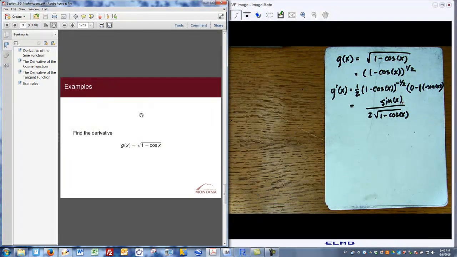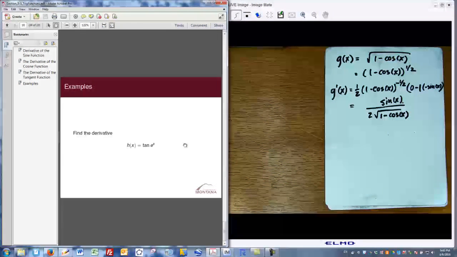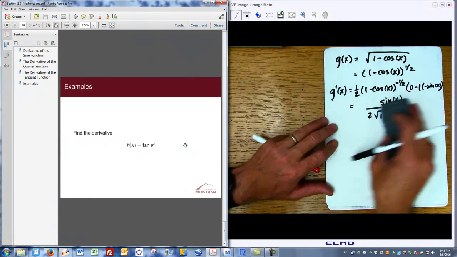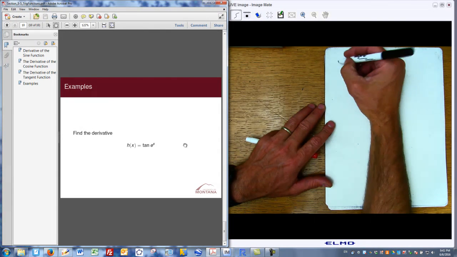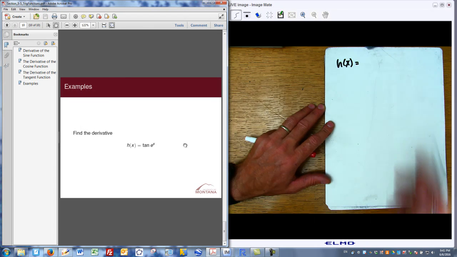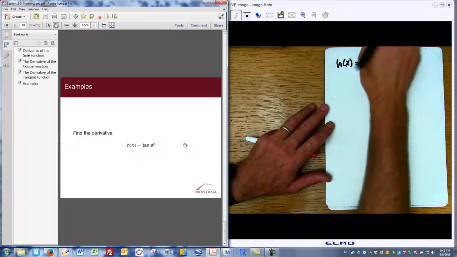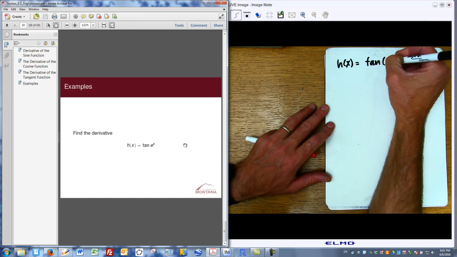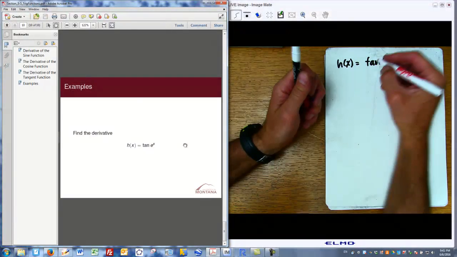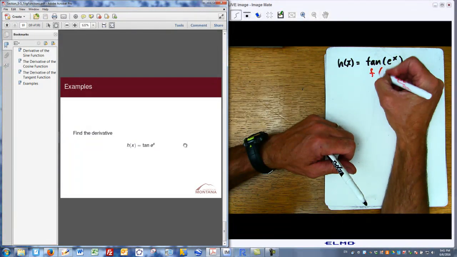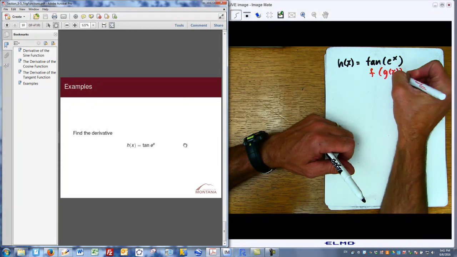Okay, one more. You might want to check that one again on Desmos to graph those two to see for sure. And one more we'll try here, having to do with the tangent. What if we had this function, h of x equals the tangent of e to the x? Ooh, this is an interesting one. Okay, so again, you should recognize that this is a function within a function. It's f of g of x.